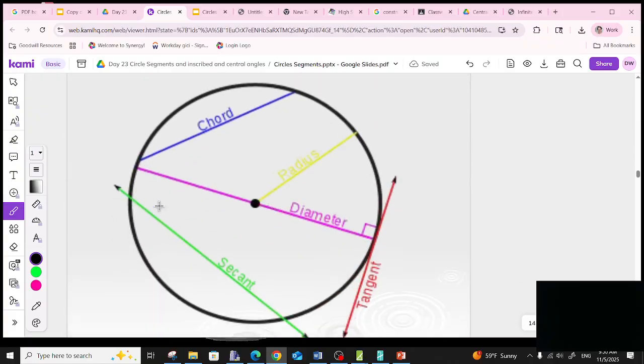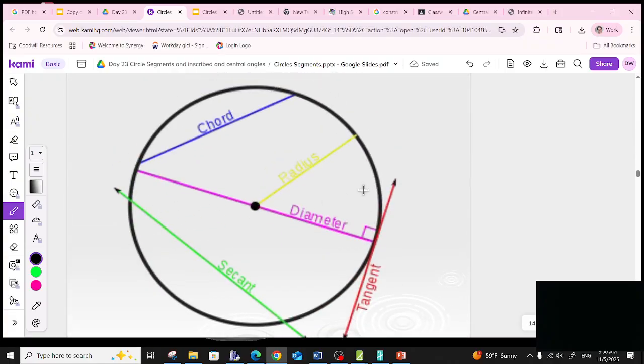Okay. So here's just a visual of all of them. Except radius is hard to see because it's in yellow. Chord, radius, diameter, secant, tangent. Do you see it? Okay.